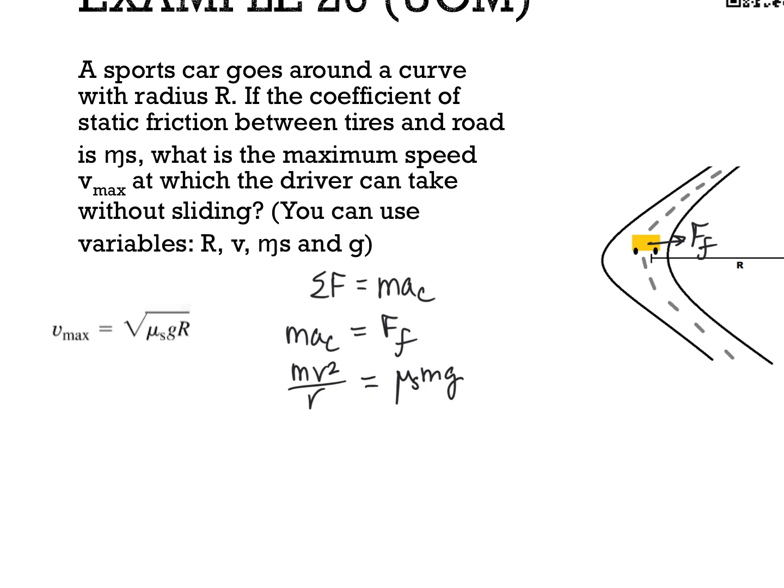U sub s mg. M goes away again. So V max is going to be equal to the square root of mu sub s g r, because we had to take the square root of both sides. Same problem all over again.